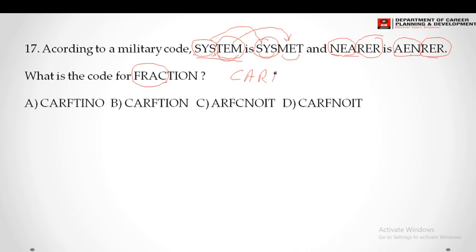CARF. This is the reverse part of the first one. So the reverse part of the second one is NOIT. So this is the reverse part of the second one. So the code of this one is CARFNOIT. So option D will be correct for this question. The answer will be D for question number 17.